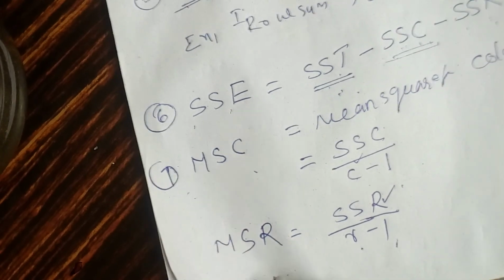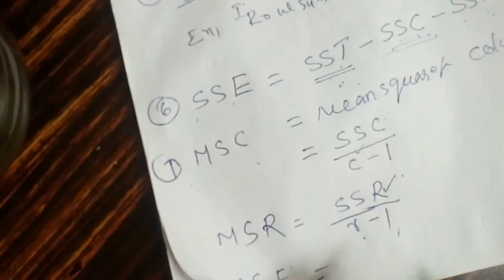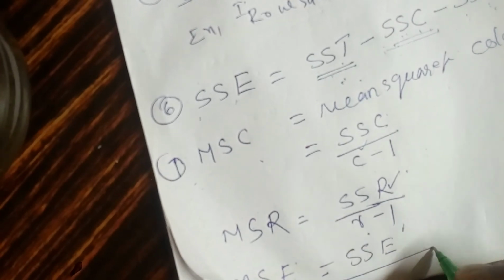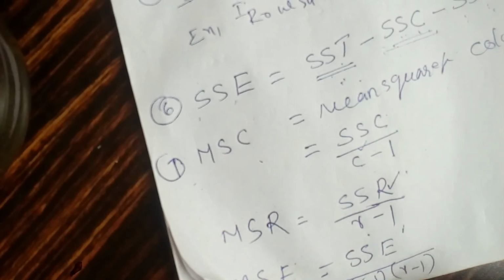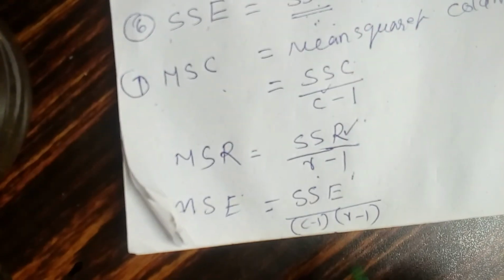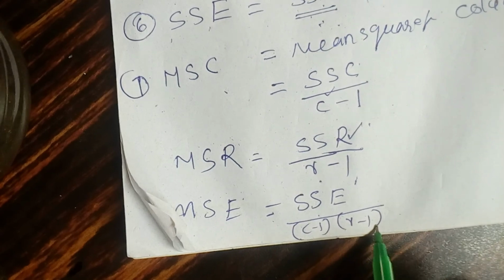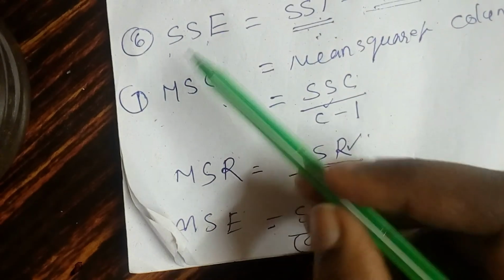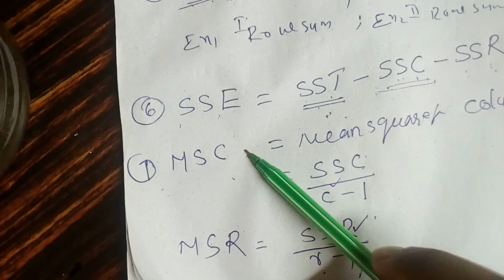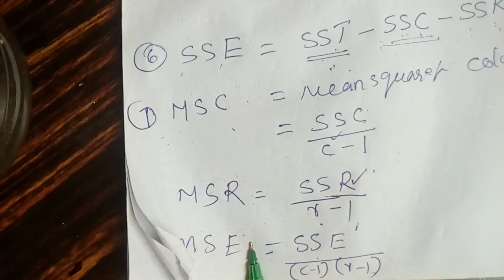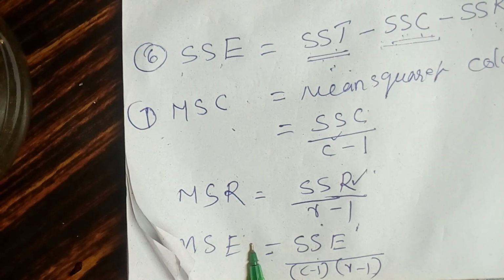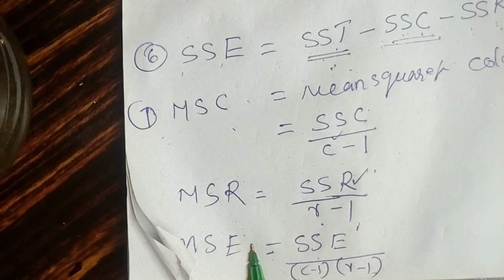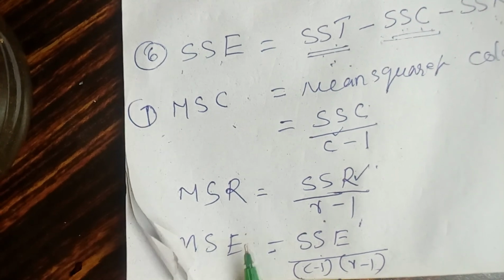Next, MSE. MSE is SSE divided by C minus 1 into R minus 1. So you found the mean square of columns, the mean square of rows, and the mean square of error.